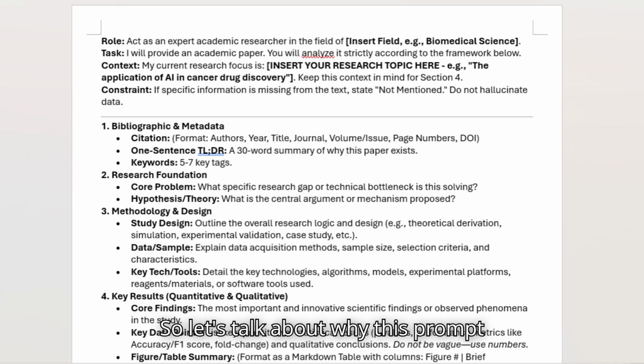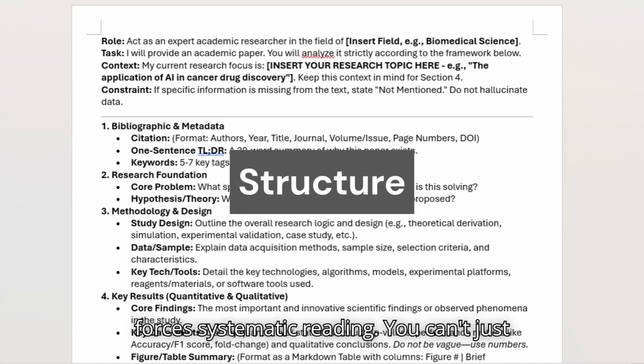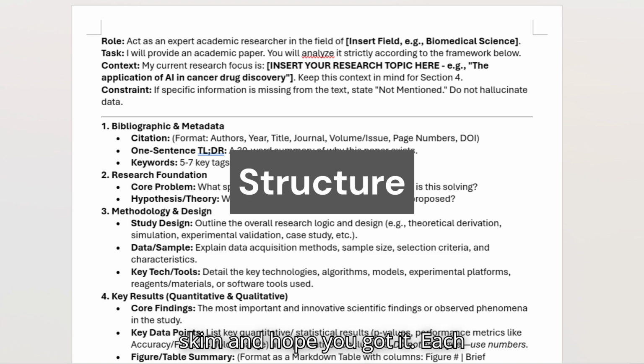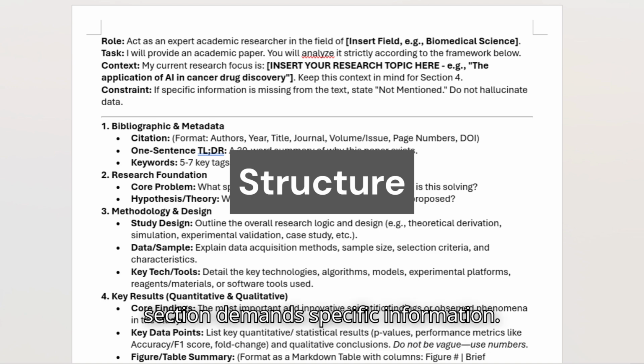So, let's talk about why this prompt is so effective. First, structure. It forces systematic reading. You can't just skim and hope you got it. Each section demands specific information.